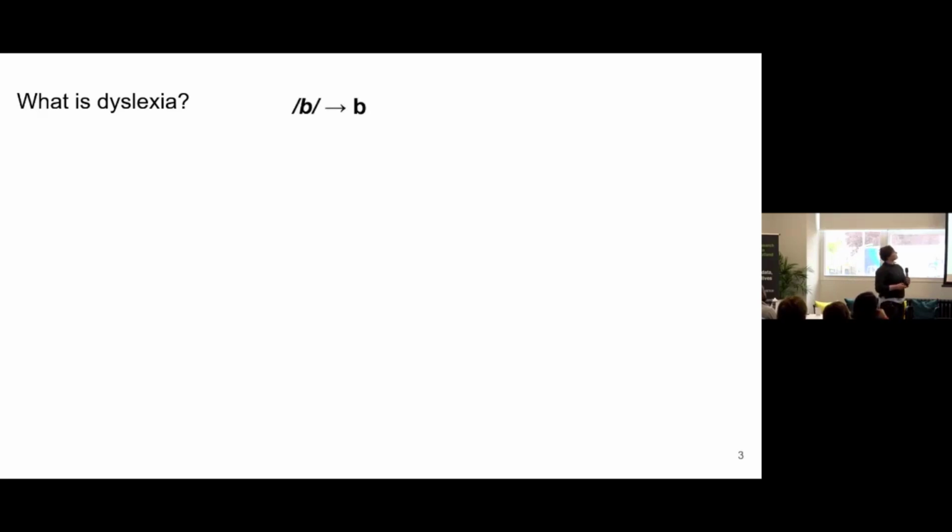So dyslexia, if you read all the papers in the world about dyslexia and try to summarize them, it will tell you something like dyslexia is a phonological disorder. Basically, it's a difficulty mapping the sounds to letters, right? If I tell you b, you know how to spell it. If I tell you k, you will write it down for me. And children who have been diagnosed with dyslexia struggle with this.